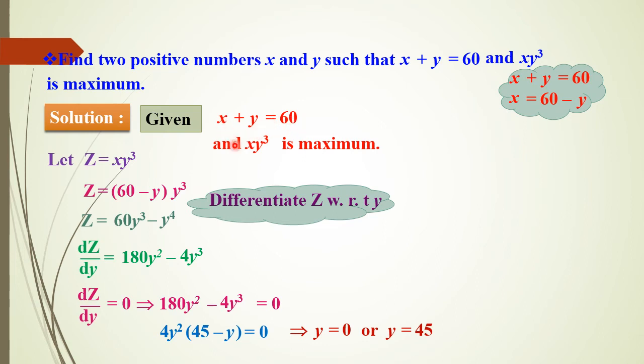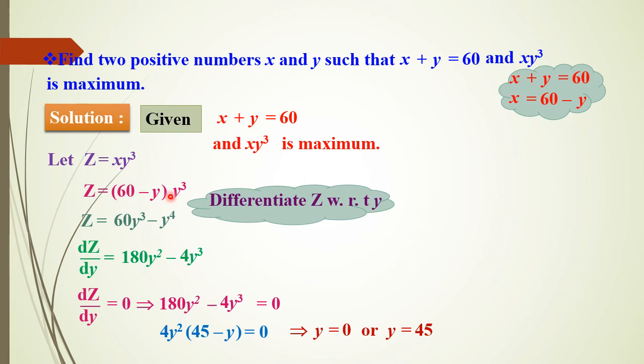Substitute this value in the original function z equal to x y cube. z is called the function name. z equal to x, in the sense it is 60 minus y. Otherwise, you can replace y and keep x as it is, modify this term, substitute, and find its derivatives, and you will be getting the answer. That way also you can determine.